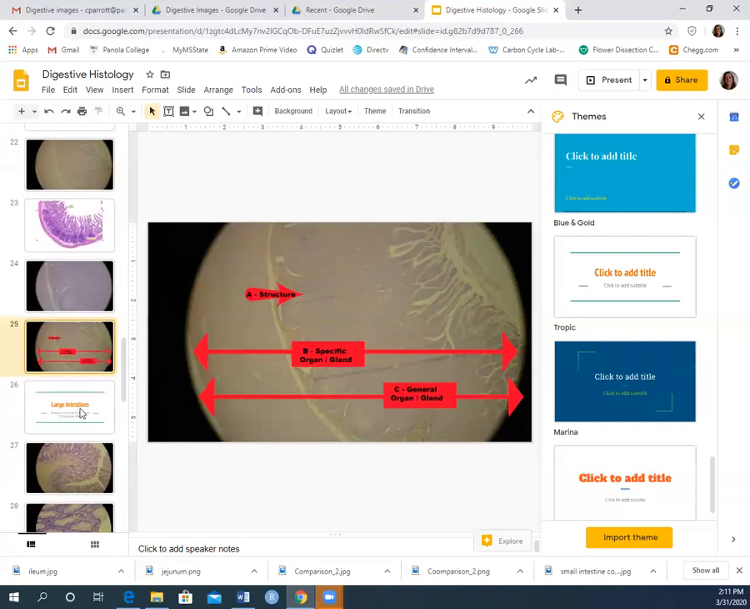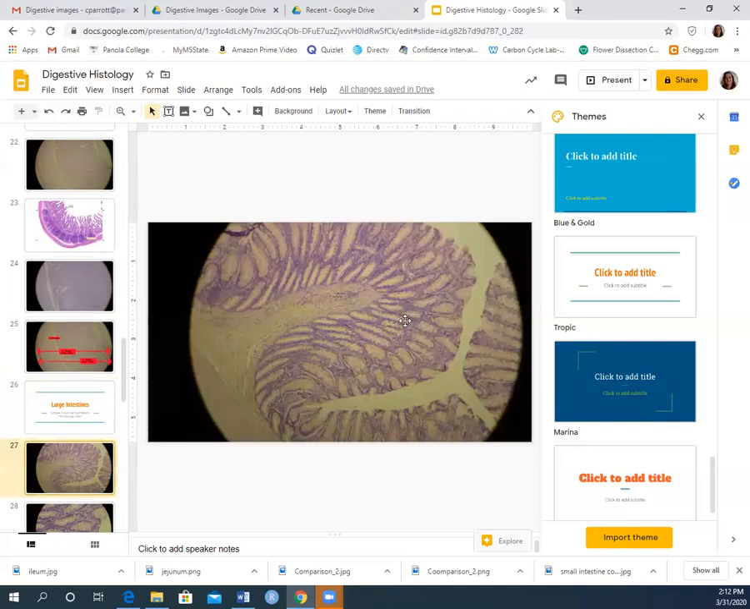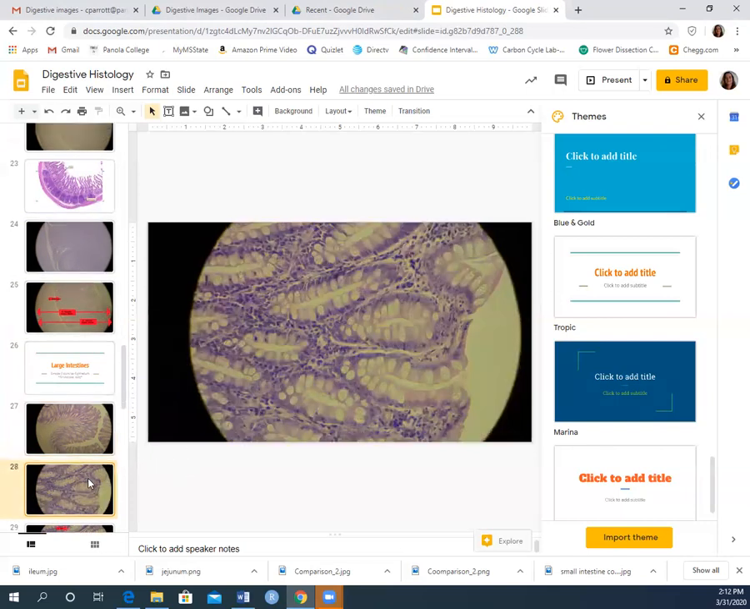Yep. Okay. So then we go to the large intestines, and the large intestines again are made up of simple columnar epithelium, and you have to be able to identify the mucus cells. So this is what the large intestines are going to look like. Let's go to the next one, because we need to really look at what makes these so distinct from everything else. You see how you just have tons of mucus cells on here. It's predominated by all these mucus cells.